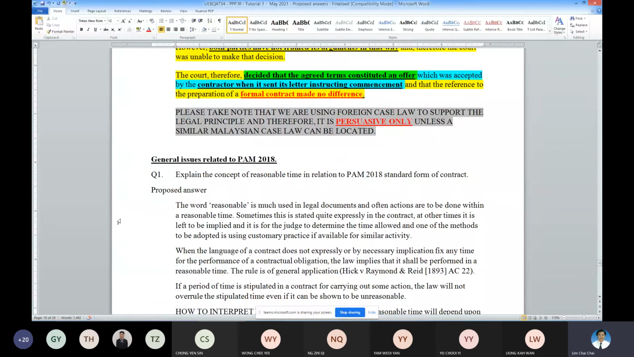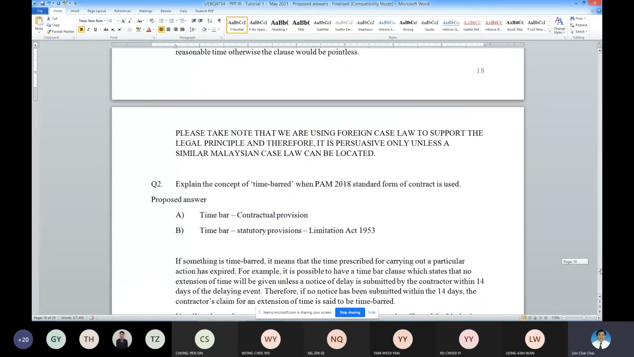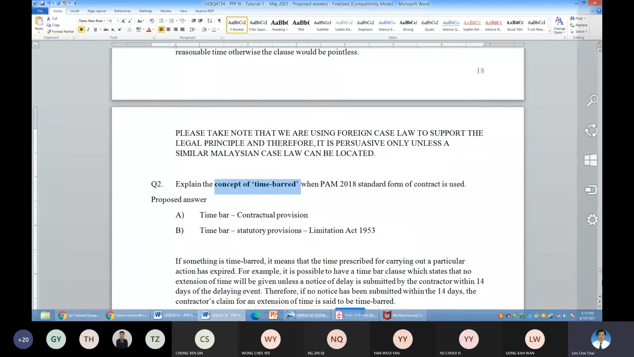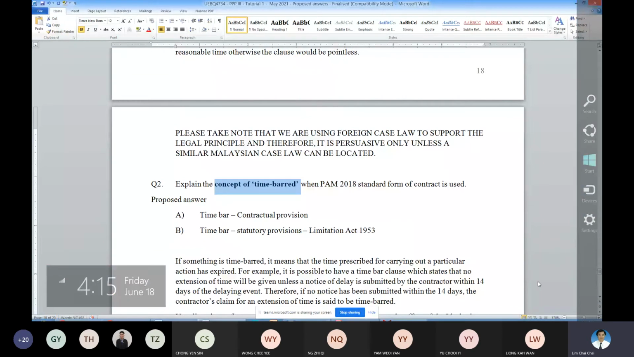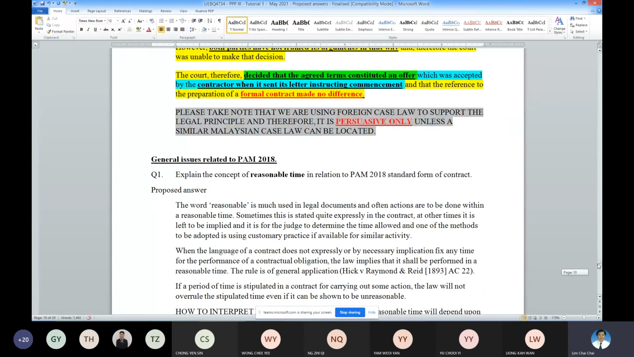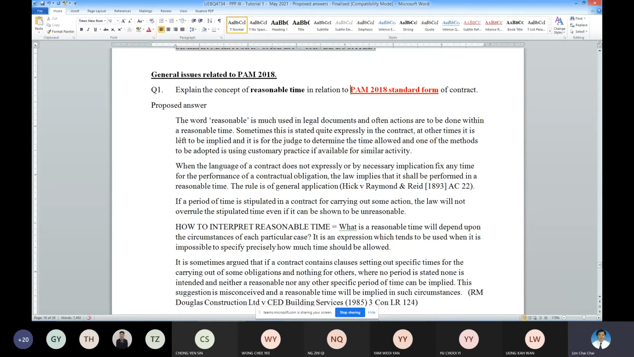Okay, I will try to do one more before I call it the end of the day. This one is a general issue. Reasonable time is one of them. There's another one, the concept of time bar. In this case, I think I will do reasonable time. What does reasonable time mean in relation to PAM, because PAM didn't define reasonable time? If there is such a thing in the contract, what does it mean? As usual, you need to put forward the introduction.